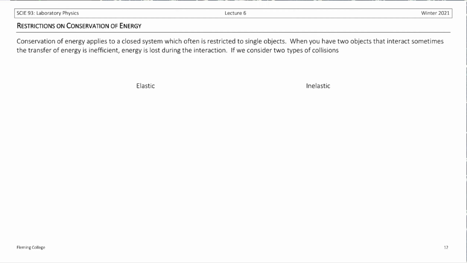There are some restrictions on conservation of energy. In addition to the absence of external forces, you'll see that the type of problem we solved tended to be single body problems. Conservation of energy will apply to two objects during a collision, but not in every type. We have generally two types of collisions that we consider. We can consider collisions that are perfectly elastic or perfectly inelastic.